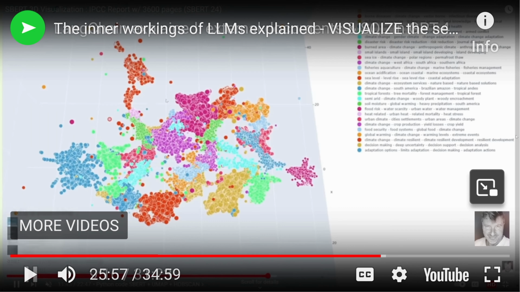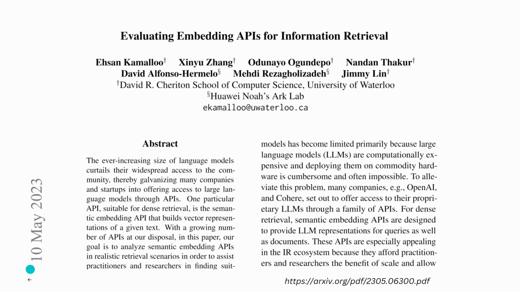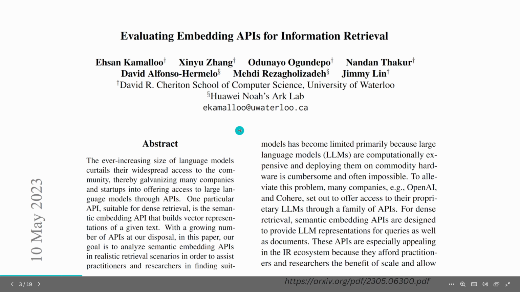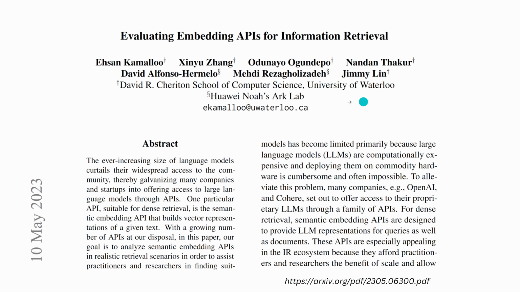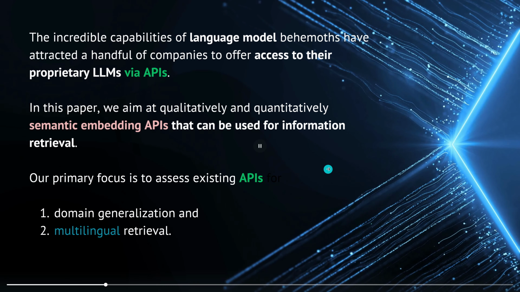Now, you notice that there is a new study. It is May 10th, 2023, by the University of Waterloo, and they evaluated the quality of the embedding APIs you can buy, or that are free, for information retrieval. And of course, they focus here on large language models. You know that we have our typical suspects, OpenAI, Cohere, and I will show you in a second. So what are we talking about?